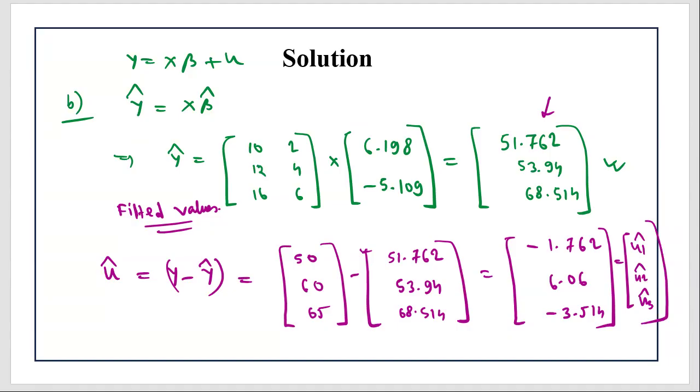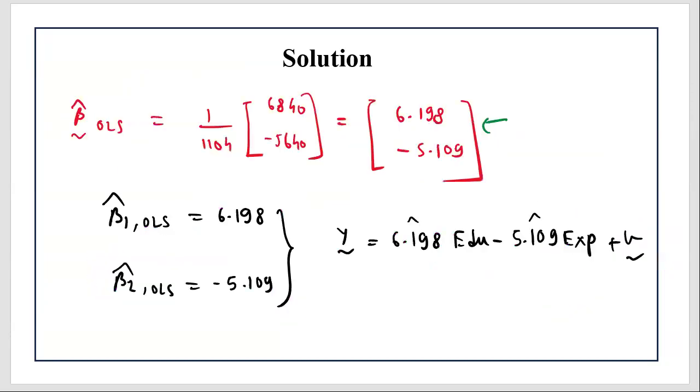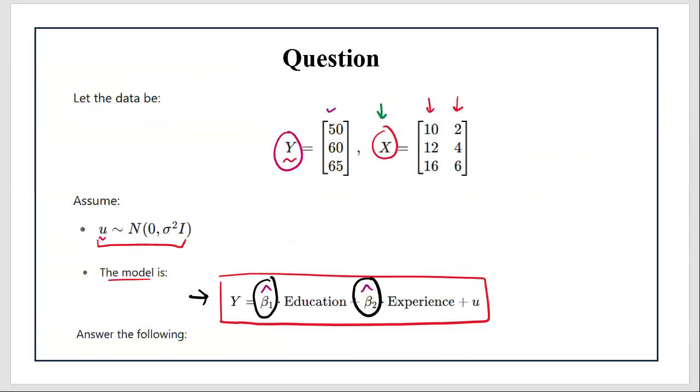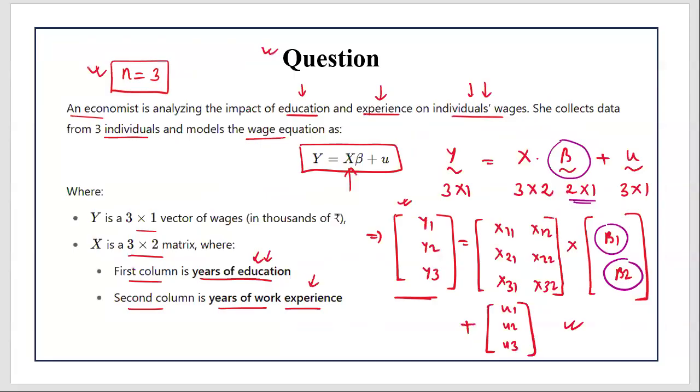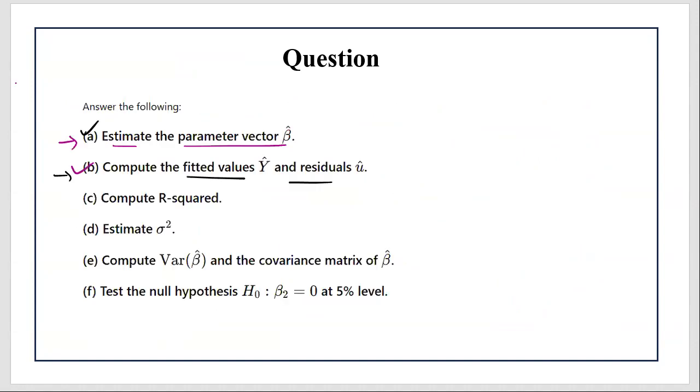I hope part B is absolutely clear. This is how you find out the fitted values, and this is how you find out the residual values, right? So from here, you can see the fitted values y1 cap, y2 cap, y3 cap, and here you get u1 cap, u2 cap, and u3 cap. So this portion is done. This is part B of this question.